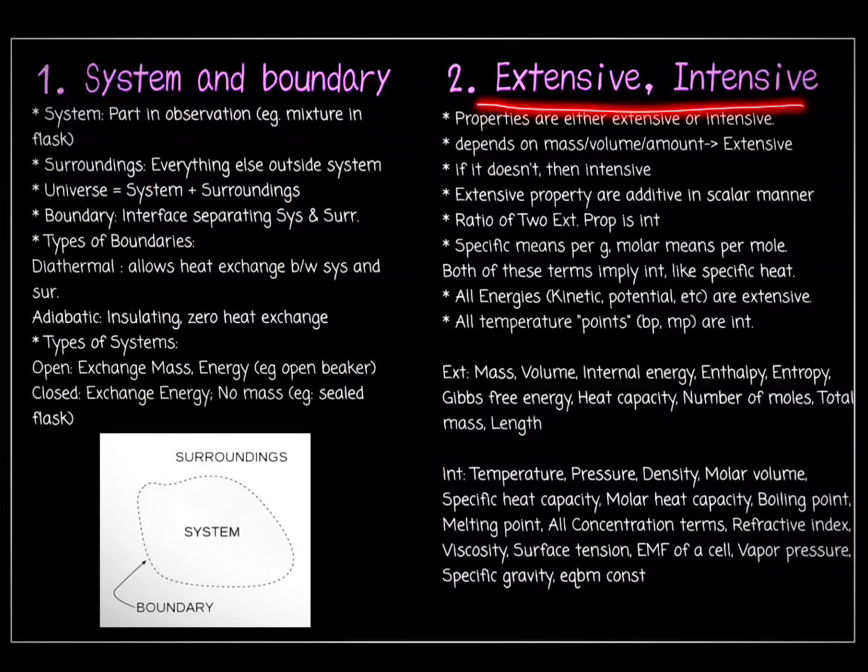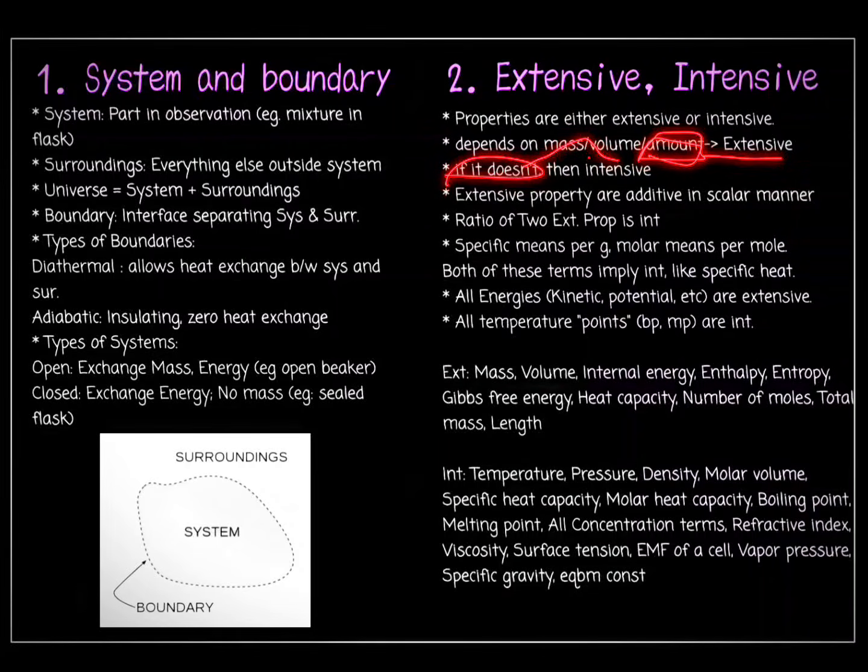Now let's talk about extensive and intensive properties. Basically, extensive properties are those properties which depend on mass, volume, or amount. Basically, any property that scales with more number of particles, more mass of particles, or more volume of particles added to our system. Any property which scales according to that addition, or anything that is directly related to the amount of the substance in question, is called an extensive property. But if it doesn't depend, then it is called intensive.